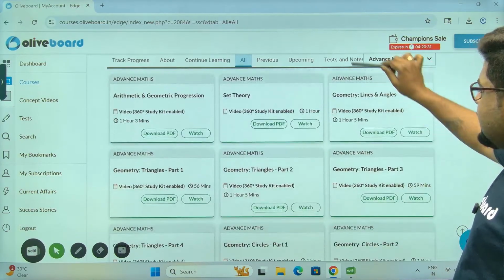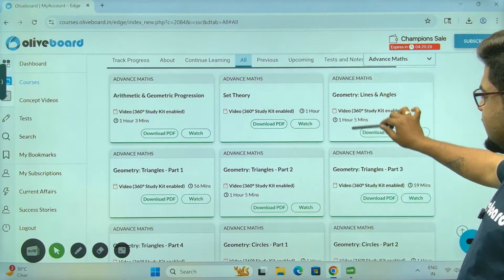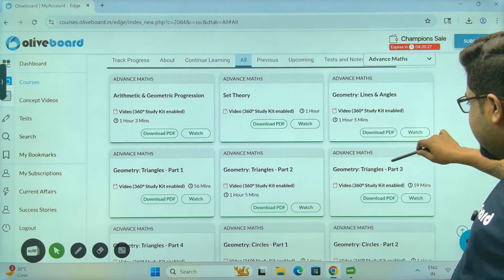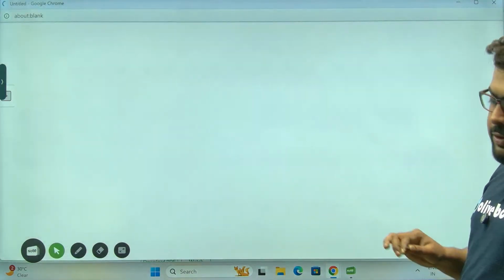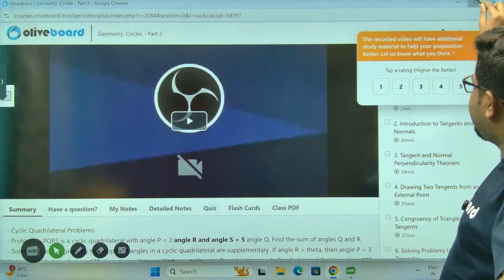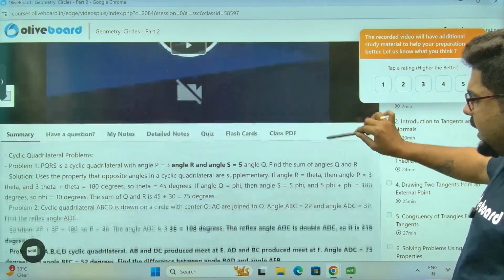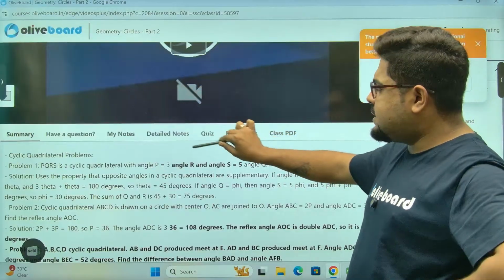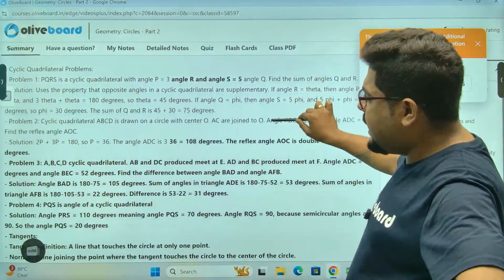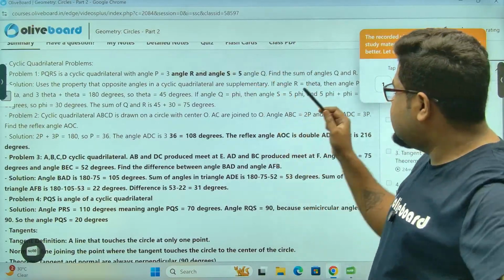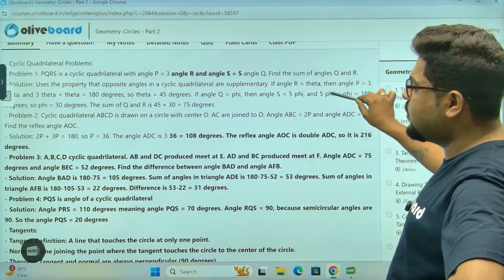You'll see these are the classes that I have taken. Now here, just click on anything. Let's say circle part 2. It will open up the class, and you can see this is around a 1 hour class. You see the AI revision feature. This is what happens when you go into this.